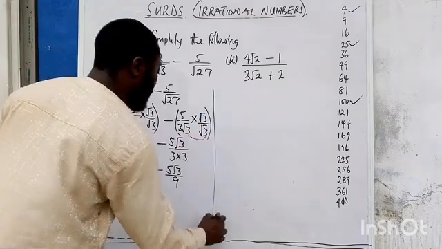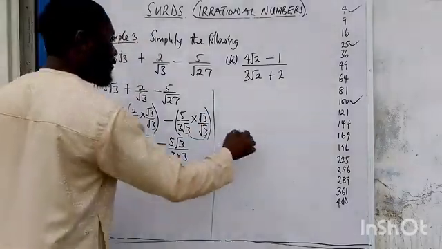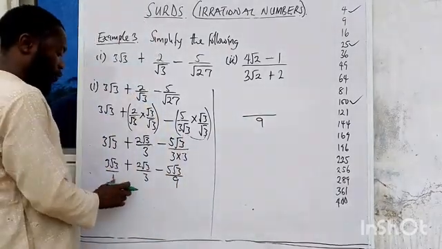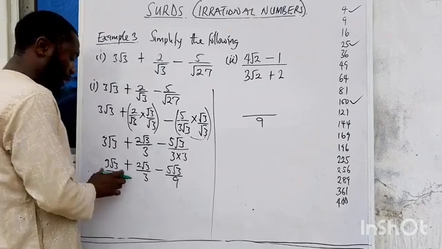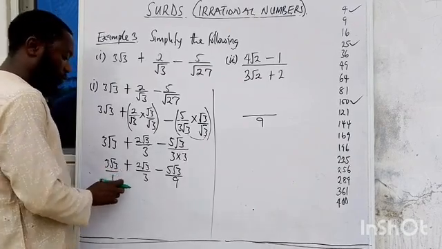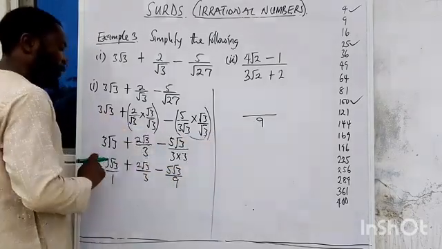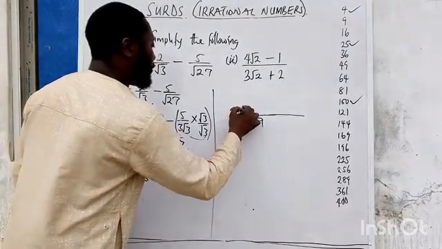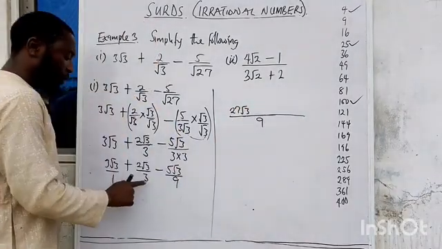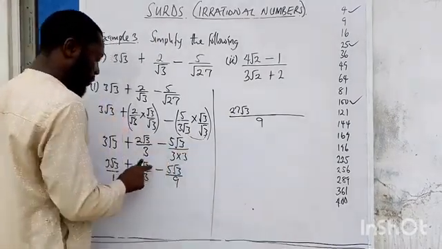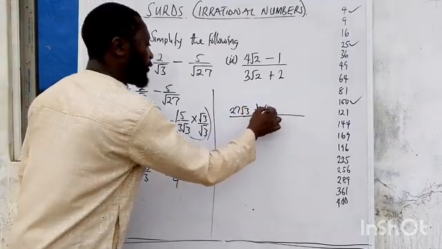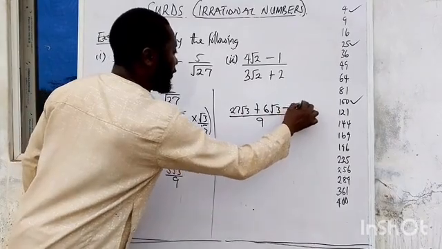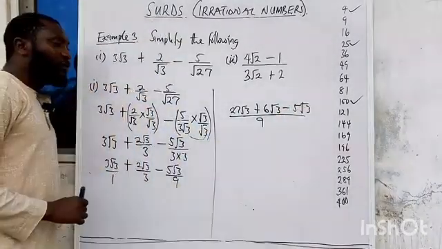So we have 9. 1 in 9, so just multiply the whole of this by 9. 1 goes in 9 is 9, so 9 multiplied by 3 over 3, that is just 27 root 3. 3 goes in 9 is 3, so 3 multiplied by this, that is just 6 root 3. 9 in 9, that is 1, just minus 5 root 3.